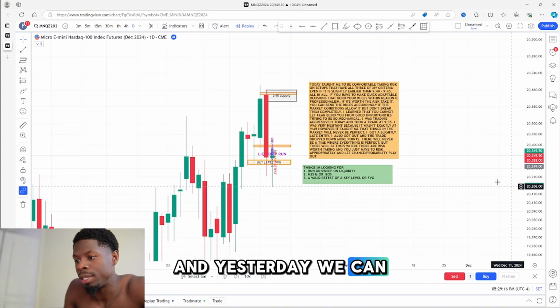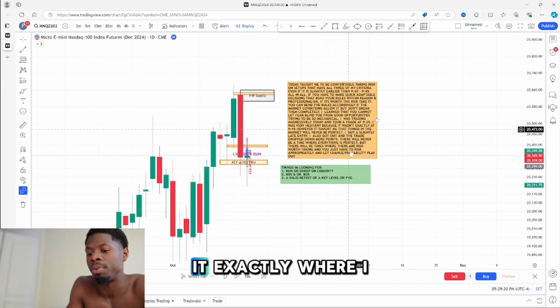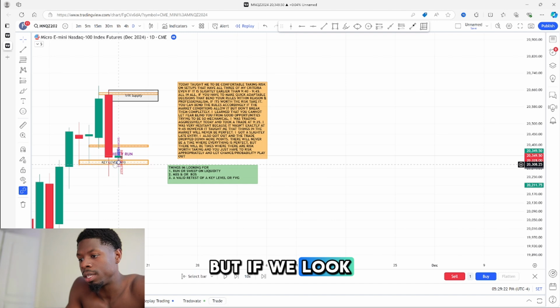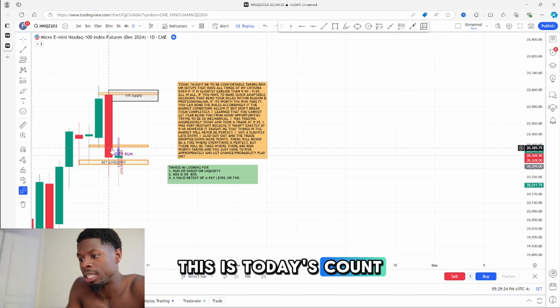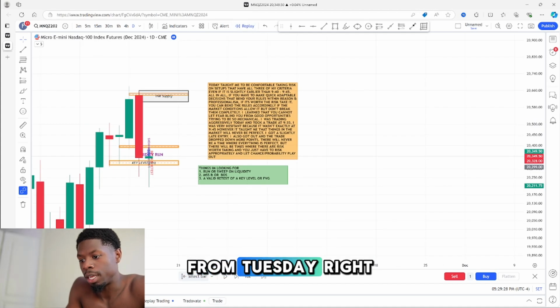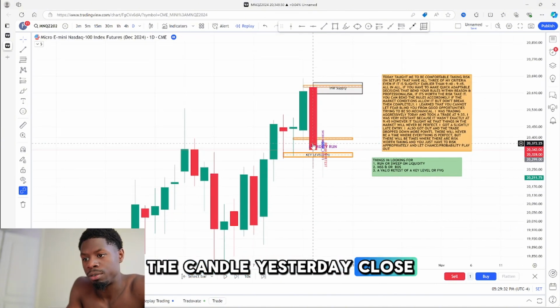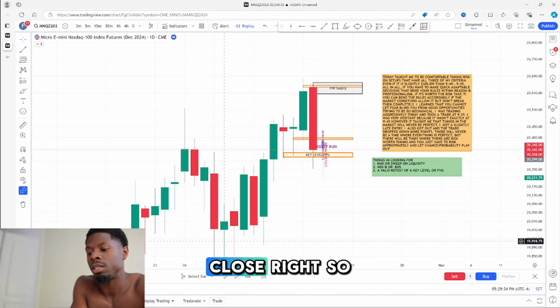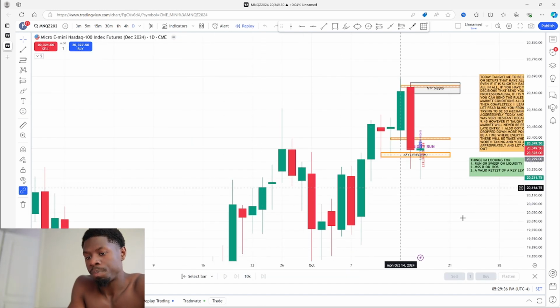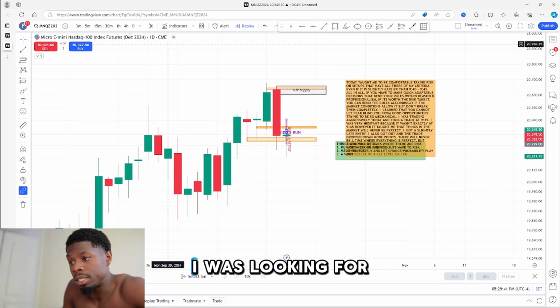And yesterday we can see, now excuse all of this mess, I'm not gonna take it off because it's gonna take too much for me to put it exactly where I had it. But if we look at yesterday's candles, this is today's candle. We looked at yesterday's candle from Tuesday, right? We can see that the candle yesterday closed bearish. We had a bearish close, right? So my bias for today was definitely bearish. I was looking for sales.